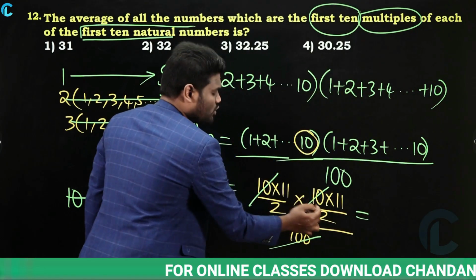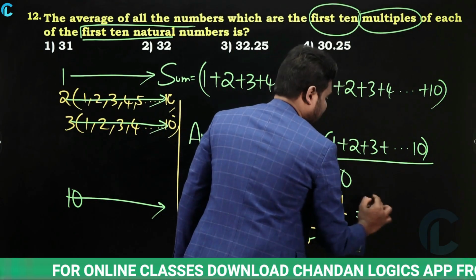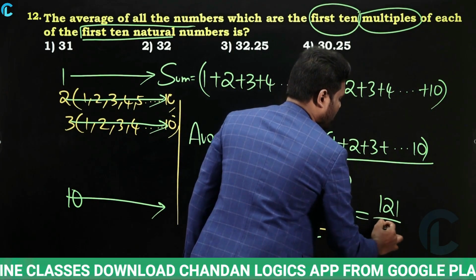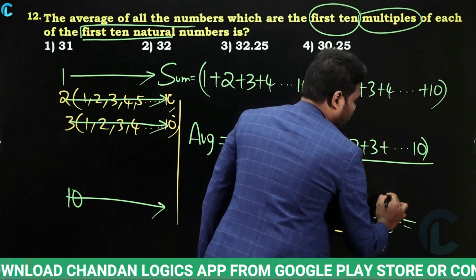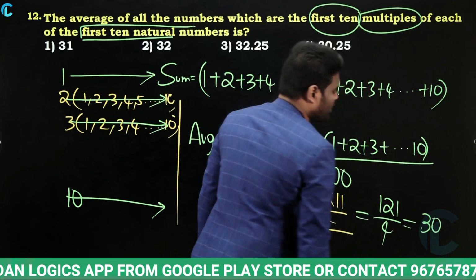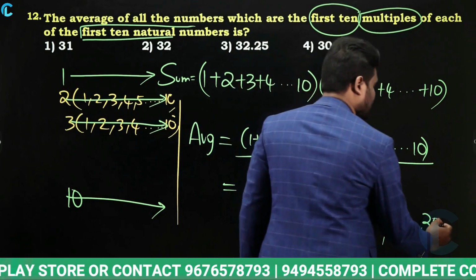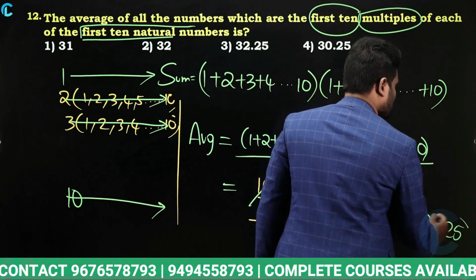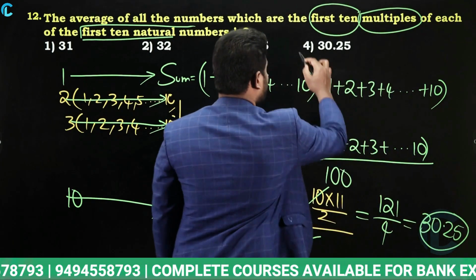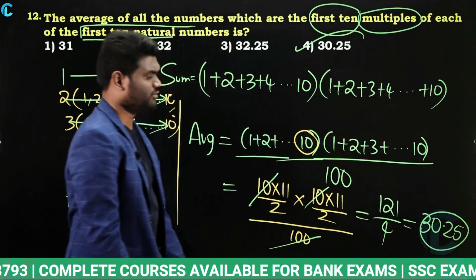121. 2 into 2. 2 into 2 is 4, right? 11 square is 121. 121 divided by 4. 4 30 times is nothing but 120. You are left with remainder 1. 1 by 4 is nothing but 0.25. So the answer for this question is nothing but 30.25, which is option 4.